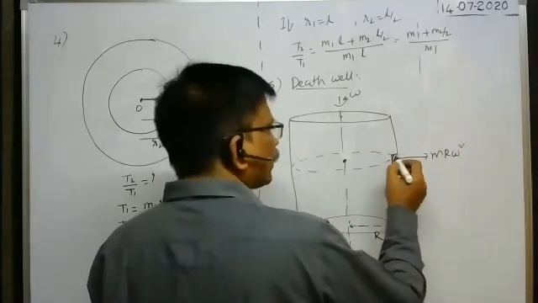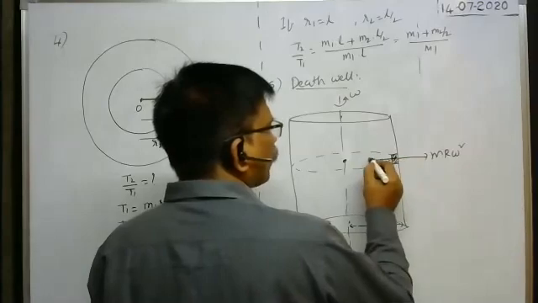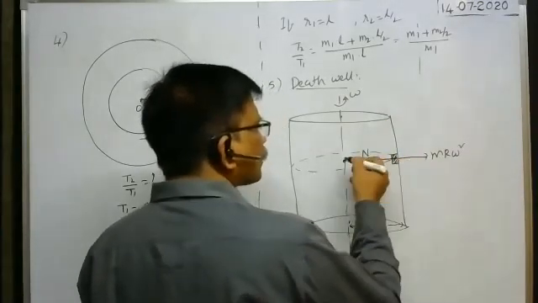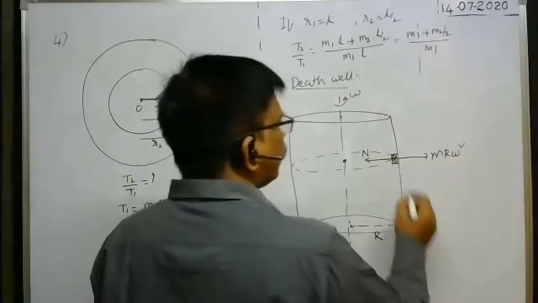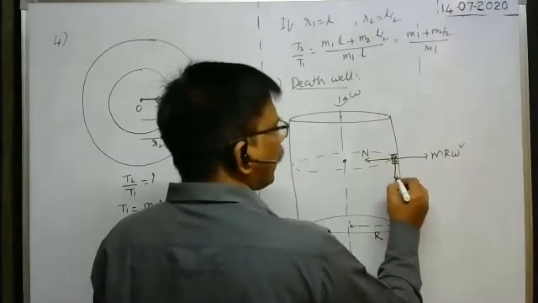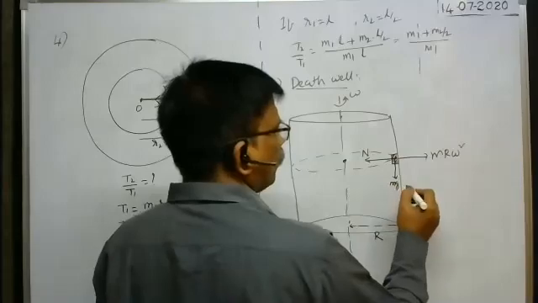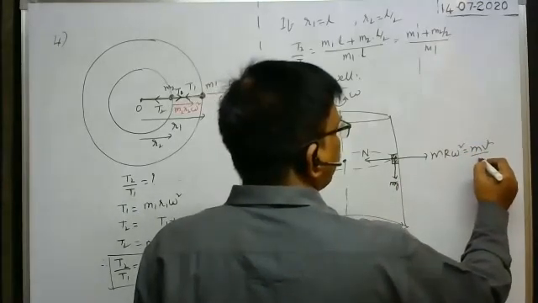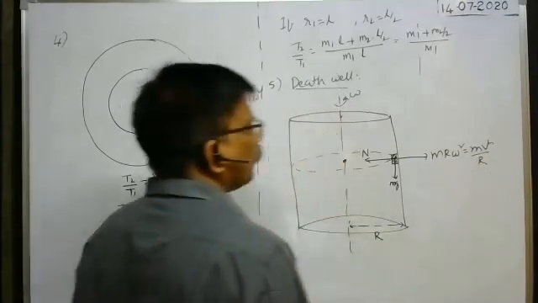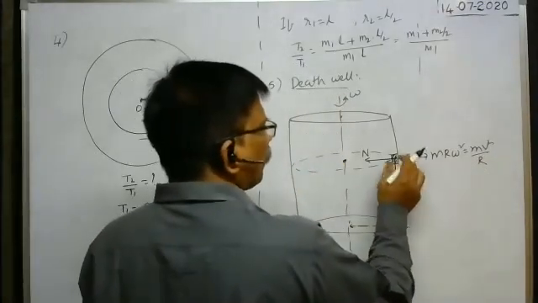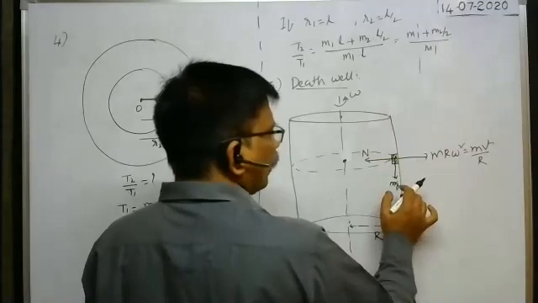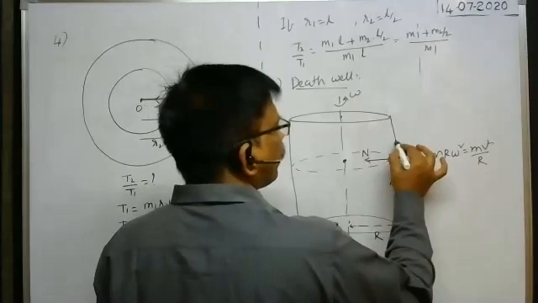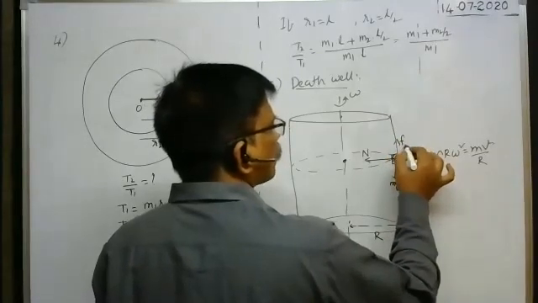Okay, at the same time the normal reaction by this wall acts on the body in this direction. Next, the weight of the body mg acts vertically downwards. This centrifugal force is also equal to mv square by r, radius of the circular path r. Next, because of weight the block is pulled downwards, but at the same time between the body and this vertical wall there is a friction. That friction acts on the body upwards.